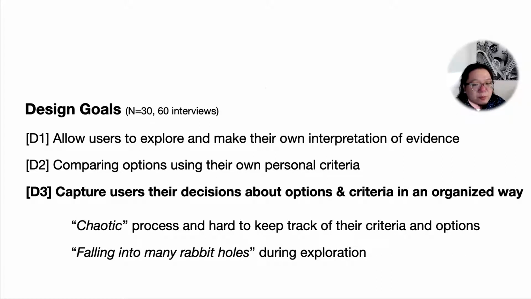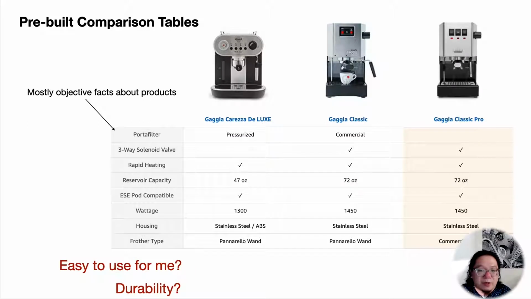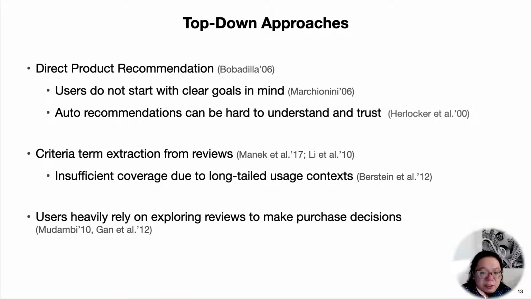So one way to support this is with pre-built comparison tables. While these can cover common objective facts about products, they cannot scale to the long tail of subjective and more personal criteria. Other top-down approaches like recommender systems or extracting criteria from reviews can also help. However, users might not start with clear goals in mind and have to take this bottom-up approach to discover criteria and support making a purchase decision.